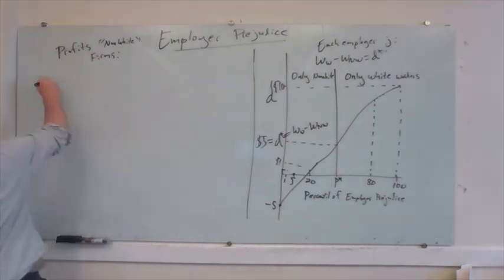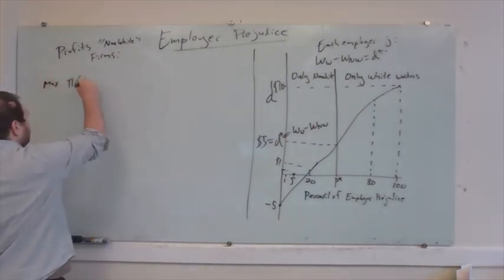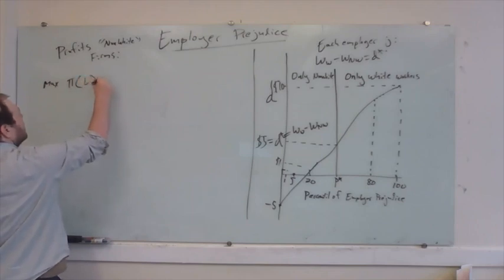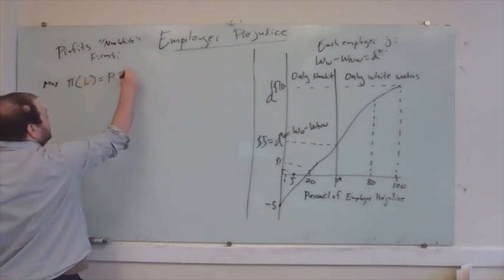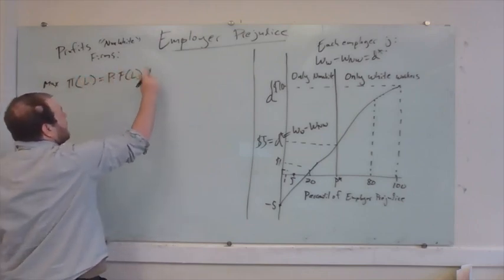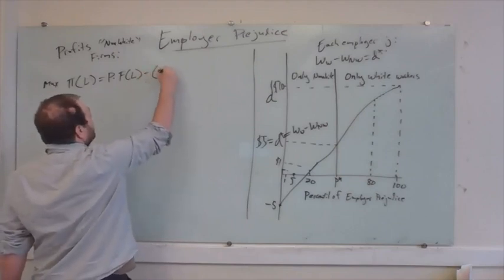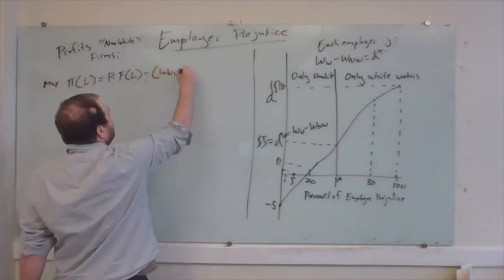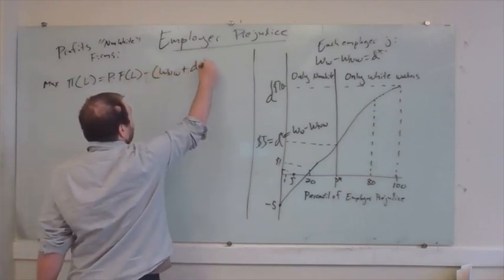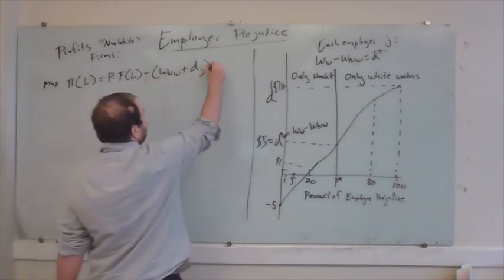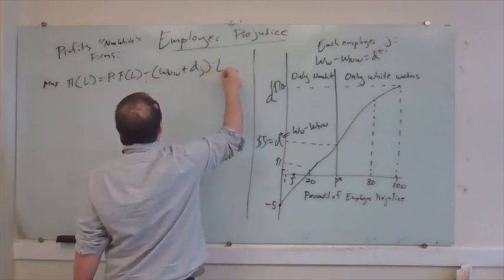So they're going to maximize perceived profits, which is going to be the price times the amount produced, minus the cost of a worker, the wage for non-white workers plus their discrimination coefficient, times the number of workers that they're going to hire, right?